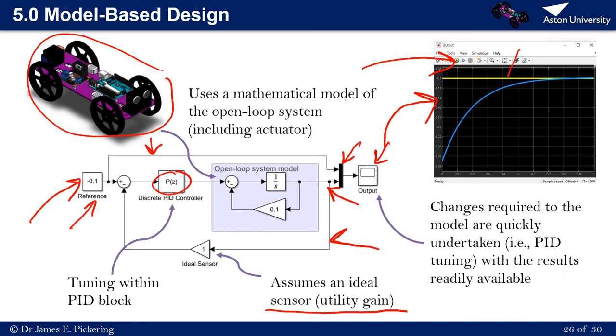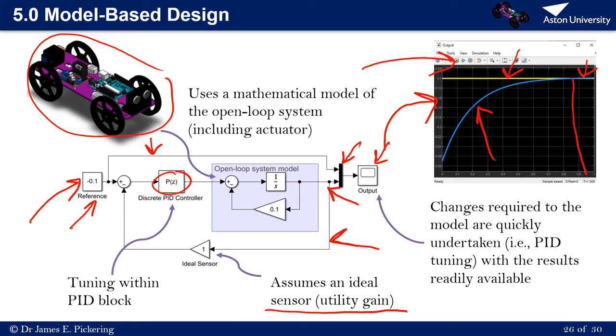So you can see here the reference of minus 0.1 and you can see in blue the actual dynamics of the car. So you can see it achieving there the reference within less than a second. Okay, so what I can quickly do in simulation is quickly make changes, i.e. tuning the PID with the results readily available. So it's a good tool for me to quickly make changes to understand what's going on with the system, and to come to a product that works as I hope.